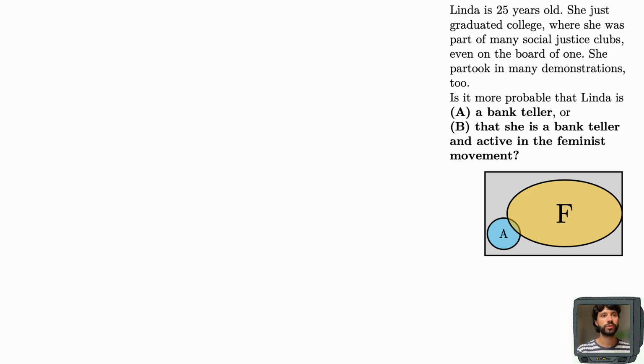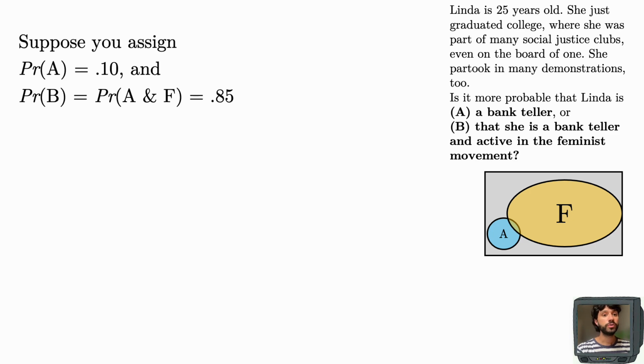Okay, so I just moved the prompt in smaller font and to the right of the screen. Now let's look at an exercise. Suppose you assign to A, which is that Linda is a bank teller, probability 0.10.